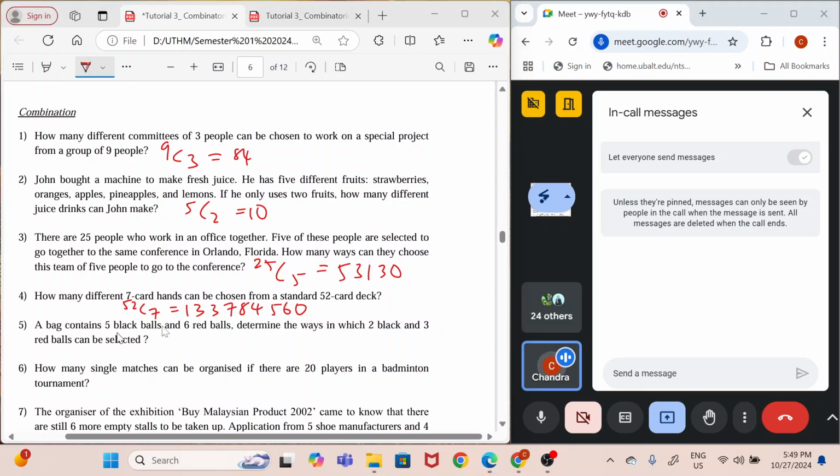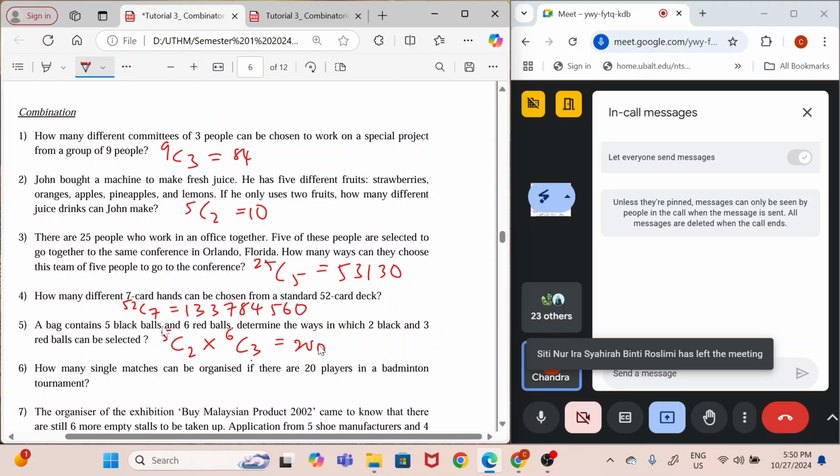A bag contains 5 black balls and 6 red balls. Determine the number of ways in which 2 black balls and 3 red balls can be chosen. So black 5C2 and red 6C3. If you do this, you will get 200.